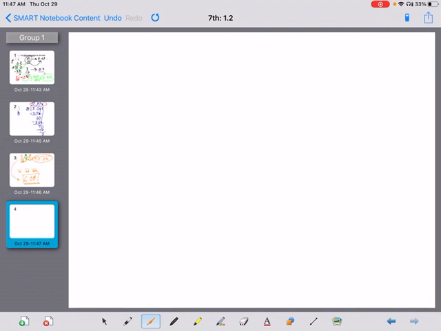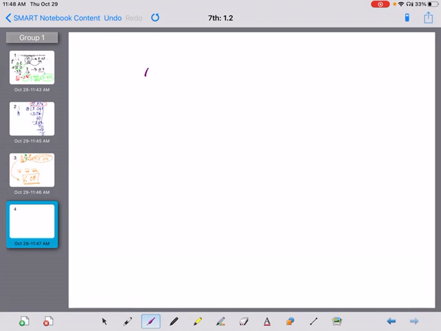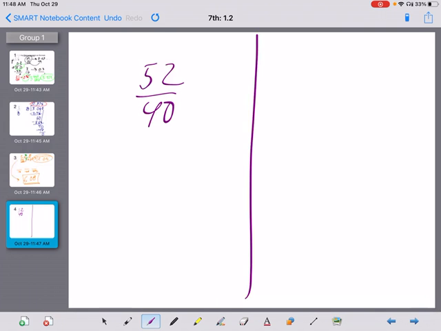Let's look at guided practice. We'll do 3 and 4. 3 is 52 over 40, and 4 is 10 and 13 over 25. So you can go ahead and pause this, do them at home, and we'll be back.